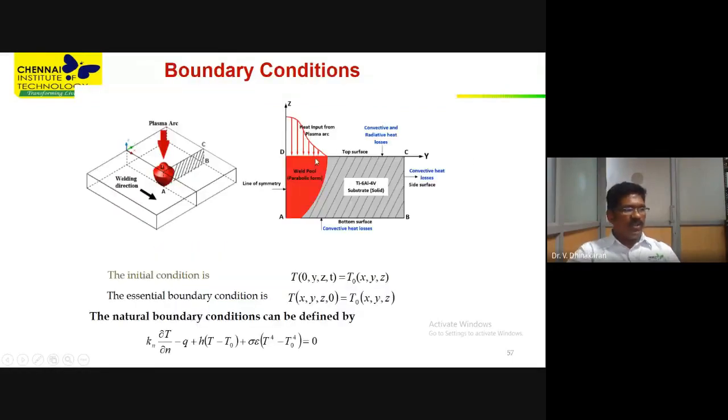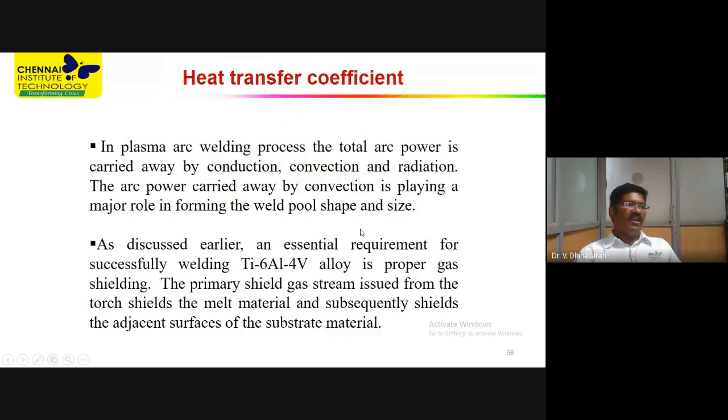I want to substitute the boundary conditions, as the equation has to be solved using boundary conditions. We have used boundary conditions to define the losses. It's a natural boundary condition. These are the essential boundary conditions to solve the equations.